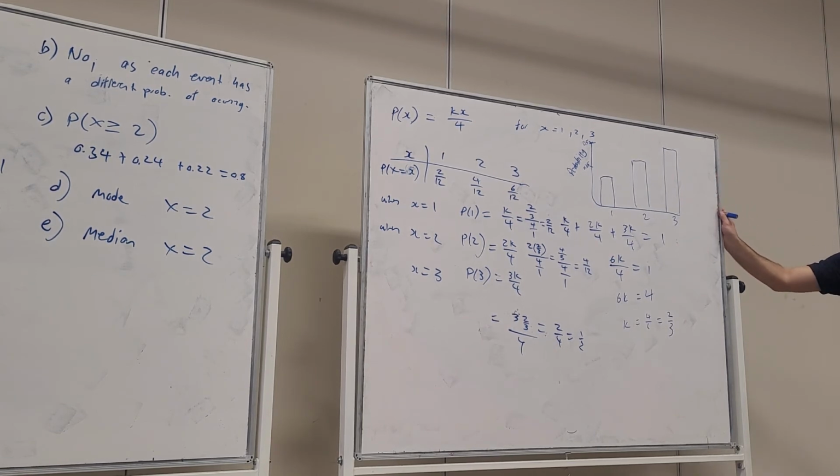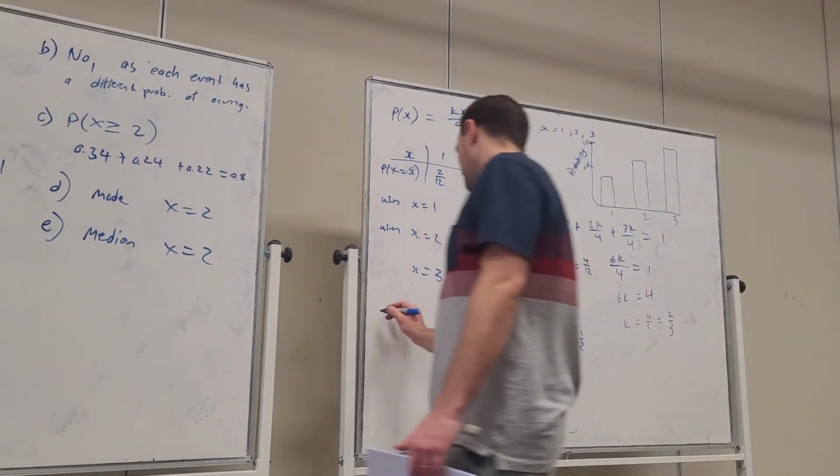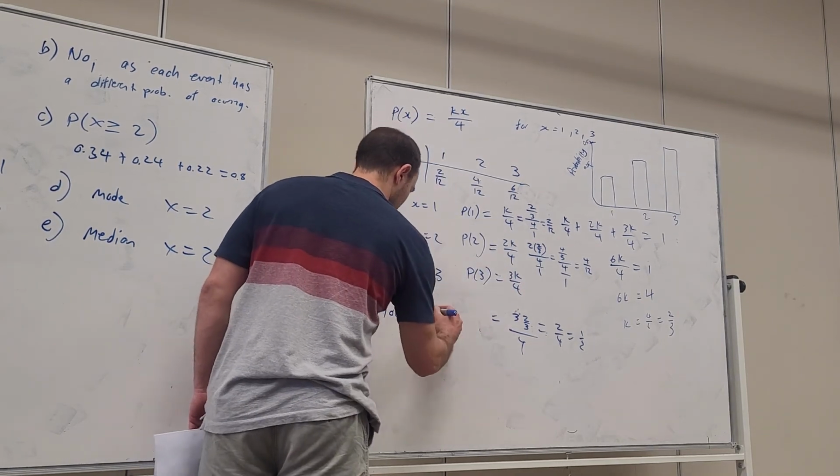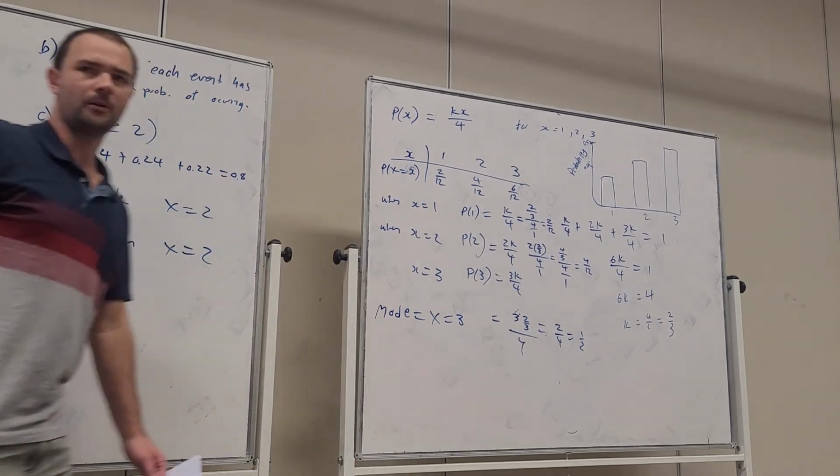Excellent. Find the median and the mode. Okay, let's do mode first because that's the easiest one. Mode is the event with the highest probability. 3 has a probability of 0.5.